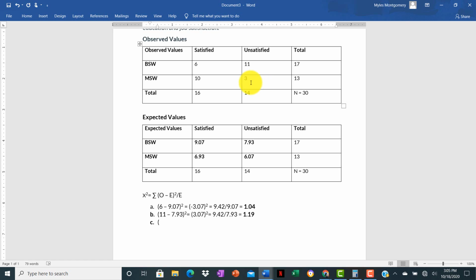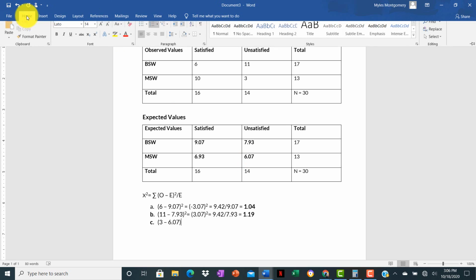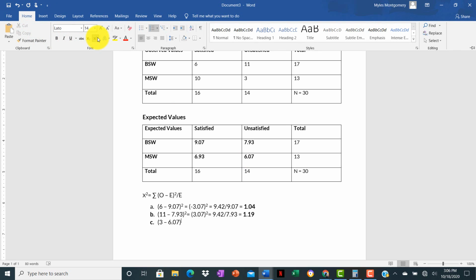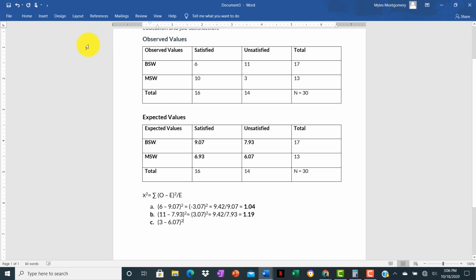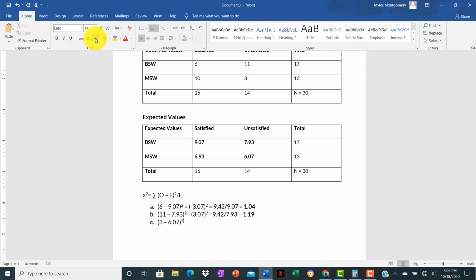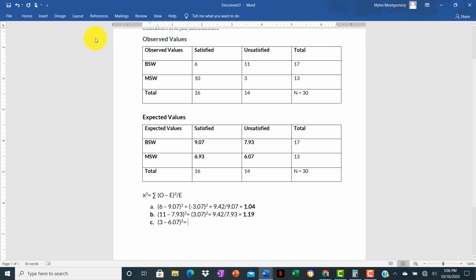The observed value here, because remember we're going with observed. It's O. Okay, there's our observed values. Here's 3. So 3 minus, and what is the expected value here? 6.07. Okay. And will that be squared? Yes, it will be. Glad you asked. Okay. So we're going to go squared, and then we're going to turn that function off so we don't get more things with subscripts. And then we're going to go ahead and figure out what that is.